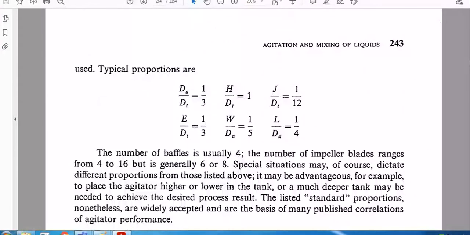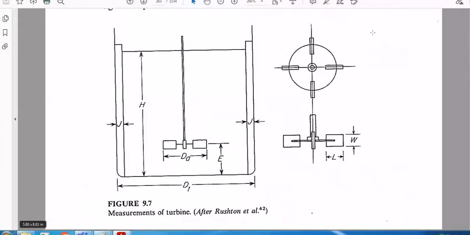These are the ratios. So if you draw these two things, you will be attempting one full question. Remember this.